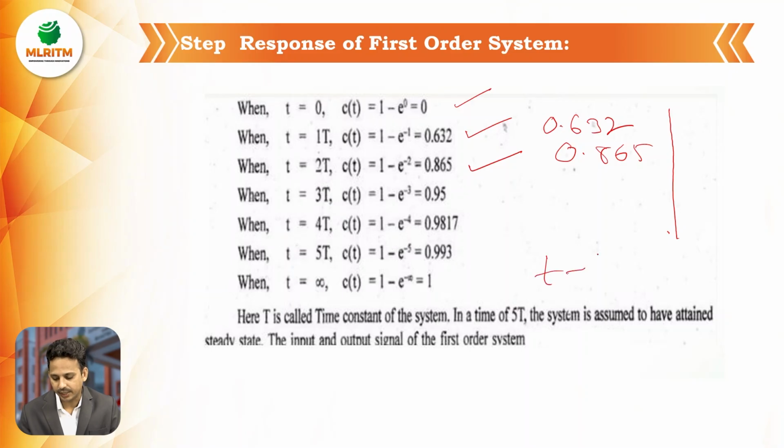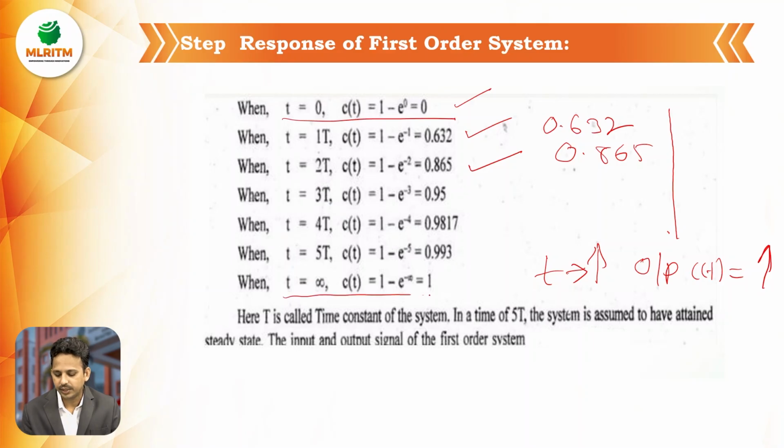As the T value is increasing, the output C of T is also increasing. At T is equal to 0, it is 0. At T is equal to infinity, it is 1, the maximum. So as T increases from 0 to infinity, the step output of a first order system is also increasing.